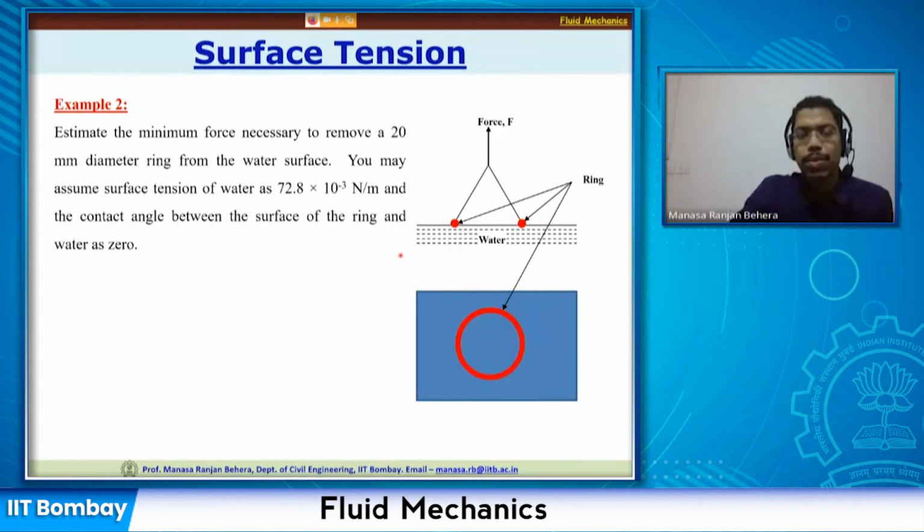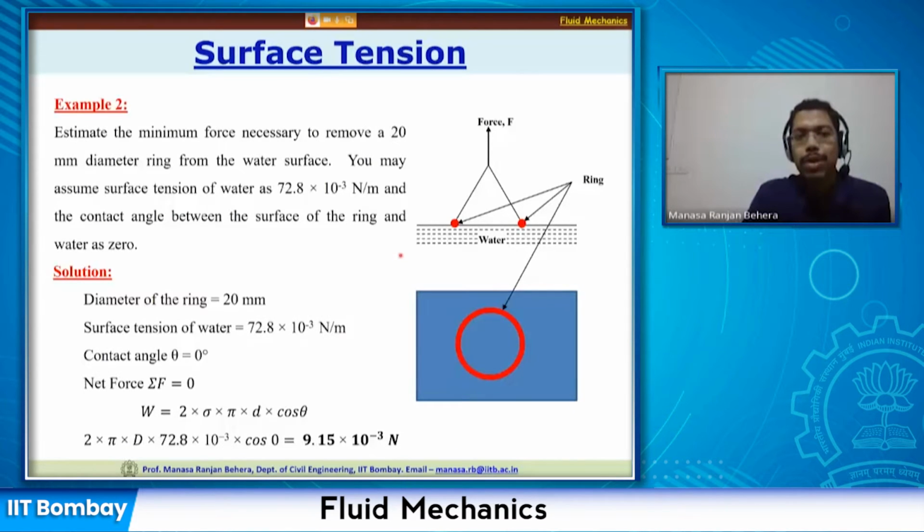For that, I first need to understand the diameter of the ring. That is 20 mm, which is given. The surface tension of the water is already given, 72.8 × 10⁻³ Newton per meter length. The contact angle is also given, which is considered as 0 here, and the net force has to be 0. So I am trying to find the minimum force required to pull it up.